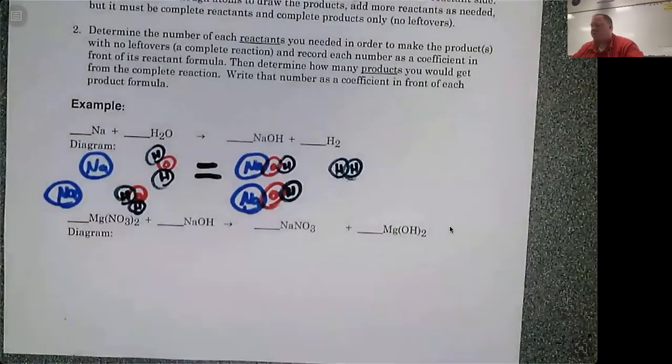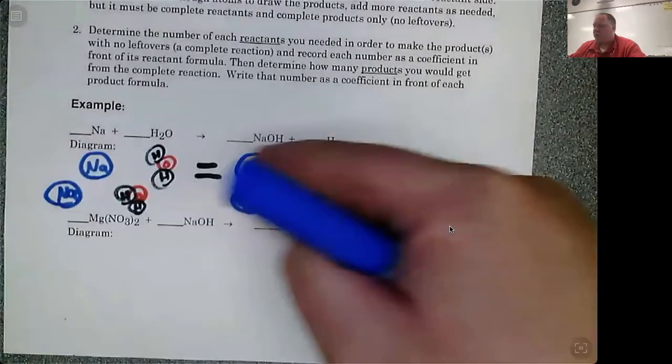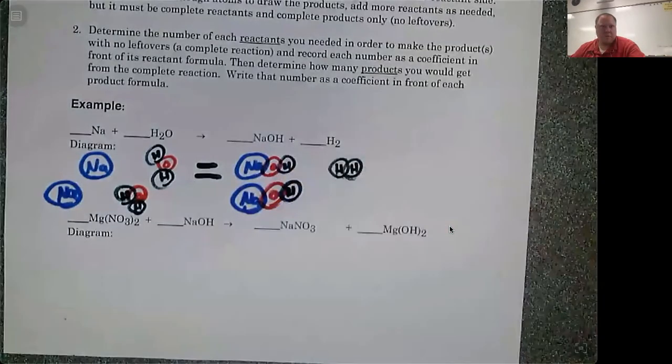These match. All that's happening here is these atoms are rearranging to make these. Okay, that's what a chemical reaction is. Nothing is created, nothing is destroyed.